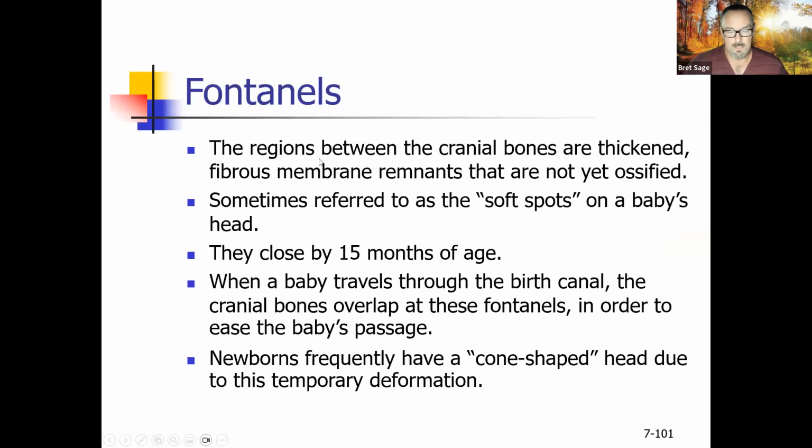What are they? Fontanelles are regions between the cranial bones that are thickened, fibrous membrane remnants that are not yet ossified or turned into bone, sometimes called the soft spots. They close by approximately 15 months of age, depending on individual factors. When a baby travels through the birth canal, the cranial bones overlap at these fontanelles in order to ease the baby's passage, because a baby's skull is actually a little bit bigger than the birth canal. So by mushing and elongating, it allows them to get through with less stress.